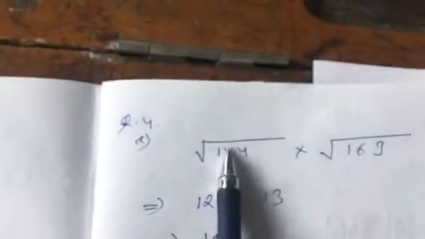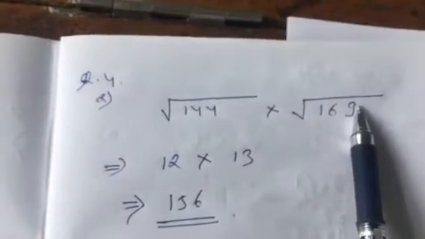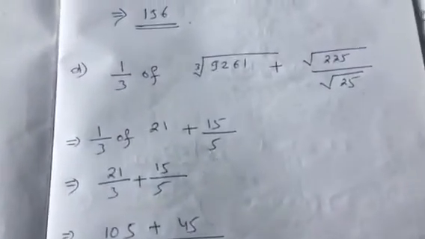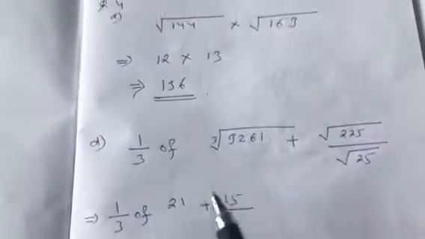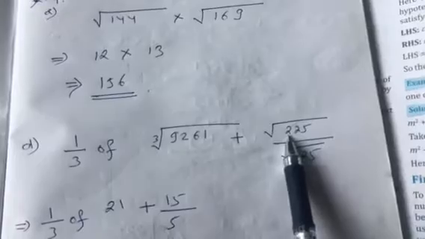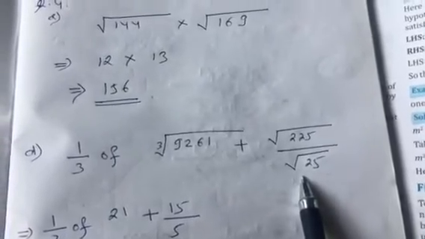Simply find out the square root of 144, which is 12, and the square root of 169, which is 13, then multiply. The answer is 156. The most difficult ones I have solved for you, as you can see here: 1 by 3 of the cube root of 9261 plus the square root of 225 divided by the square root of 25.